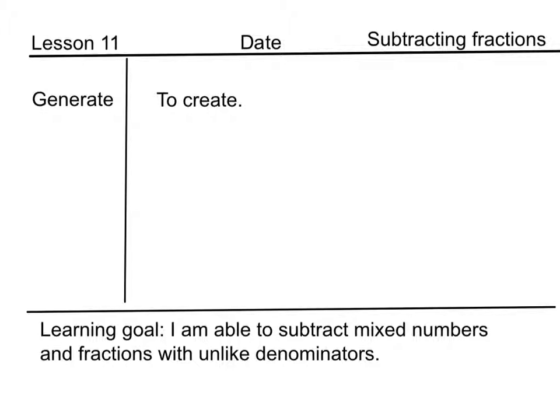That would be where you take one fraction, such as 1/2, and you make another equivalent fraction, such as 2/4. This would be generating an equivalent fraction. Our learning goal today is I am able to subtract mixed numbers and fractions with unlike denominators.